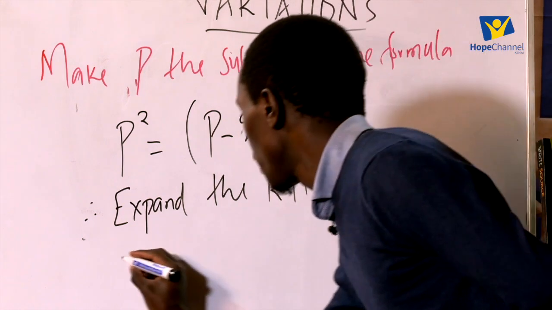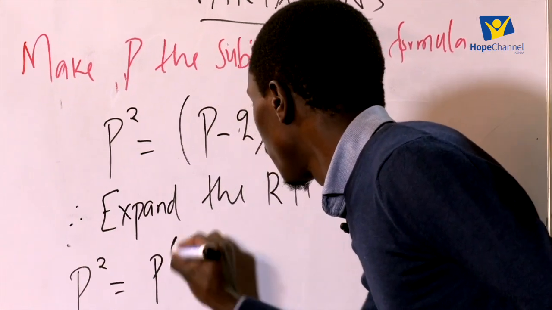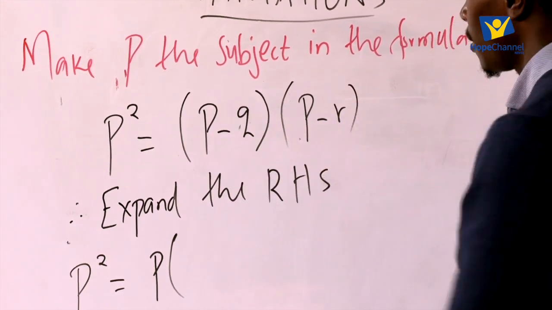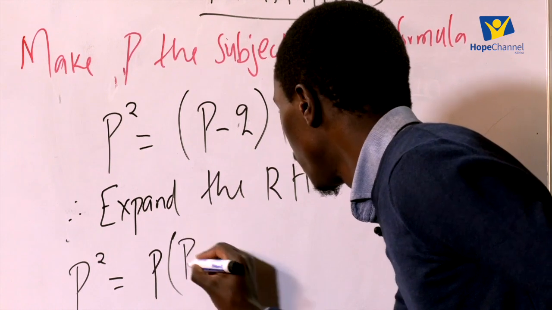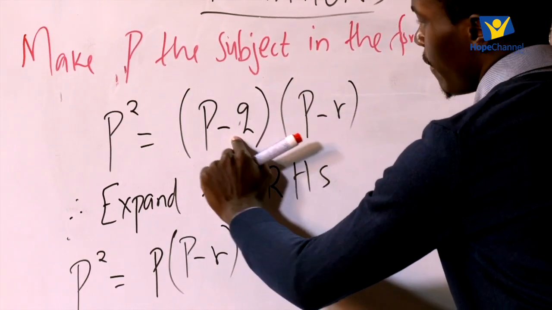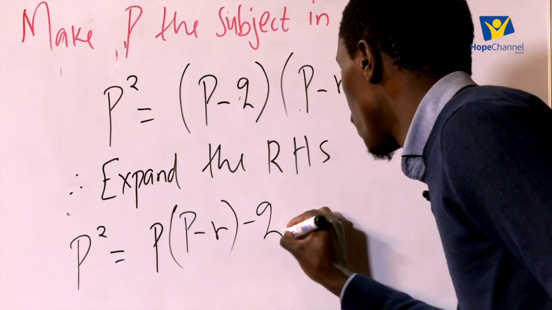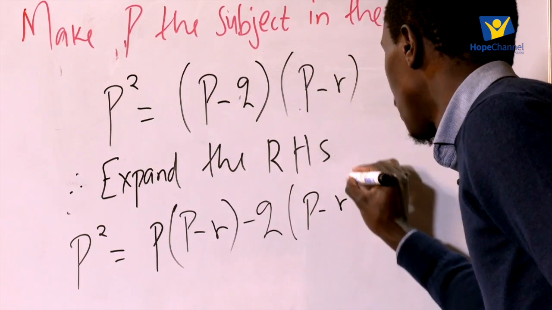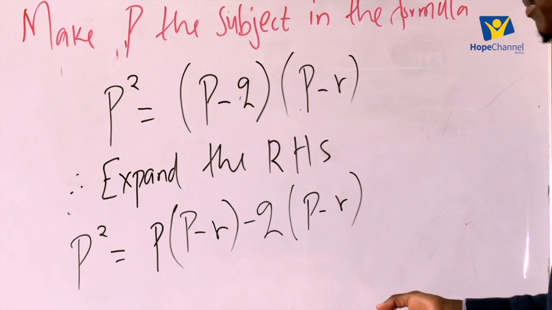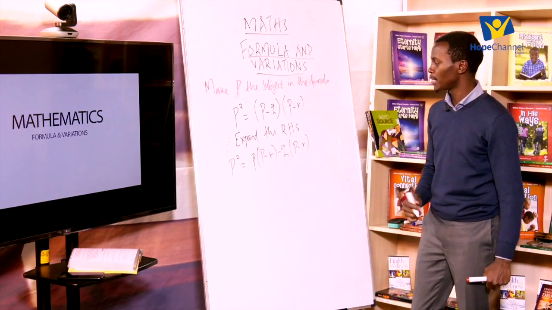So by expanding, we'll have p squared is equal to p. This p multiplies the whole of the second bracket, that is equal to p minus r. And then the negative q that we have here is also going to multiply the second bracket, and that is what we mean by expansion. Then do the correct multiplication when opening the brackets, because we know opening the brackets simply means multiplication.